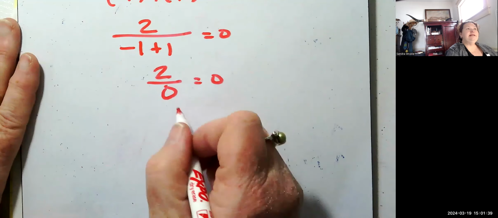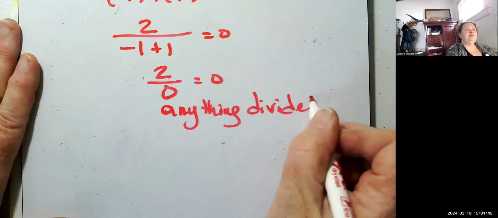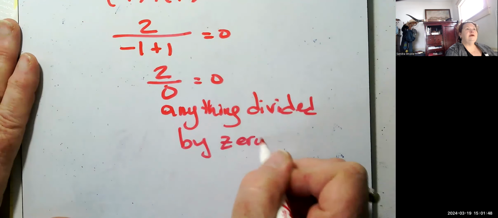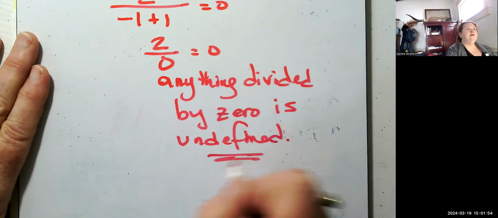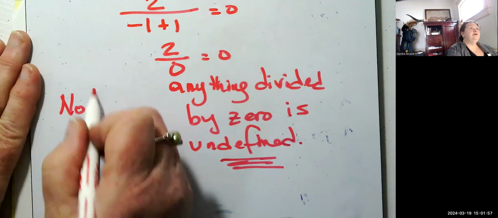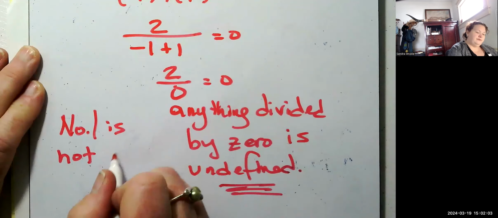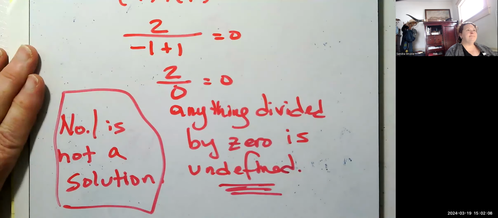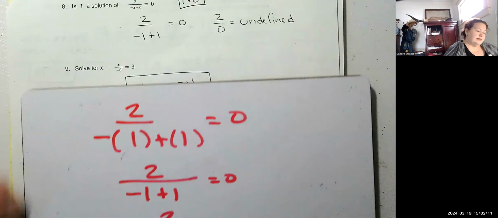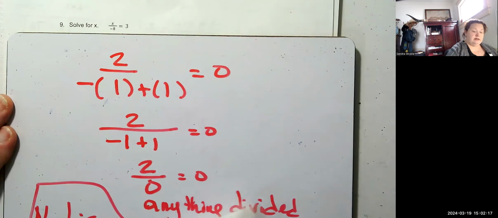Anything divided by 0 is undefined. Okay, so no. 1 is not, what's the question? Is not a solution. And that is the reason why. All right. Some of you just said yes. You always have to explain why. Yes, is not going to be an answer.